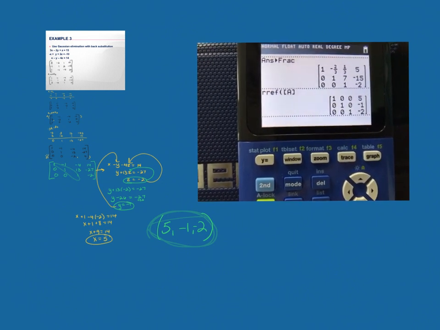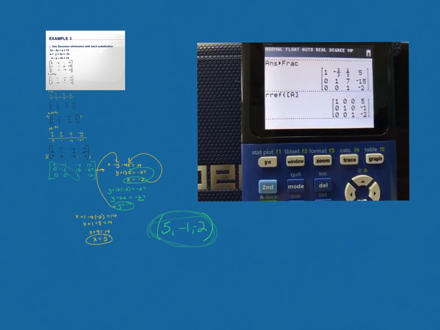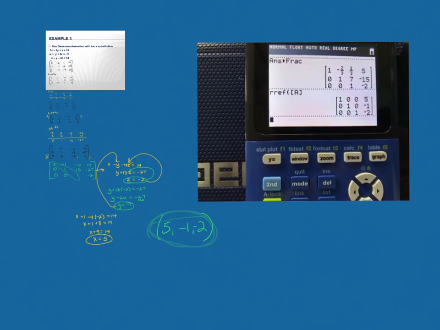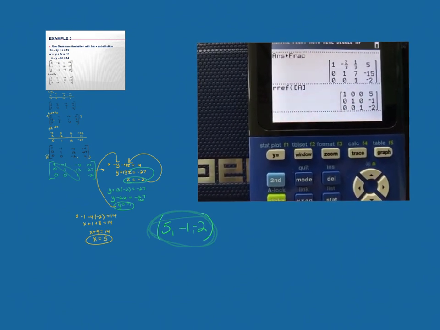Questions? Again, not something you're going to have on your test because I'm not going to let you have your graphic calculator on your test. However, if you want to check your answers on your homework, this is a great way to do it. If you're taking a standardized test and you need to solve a solution, that's a great way to do it.